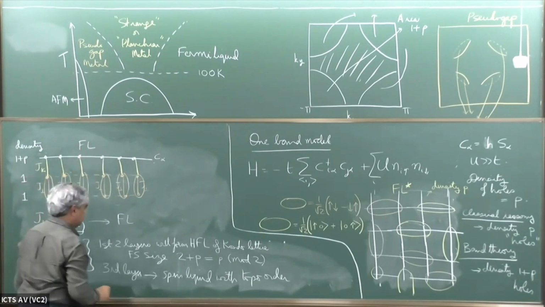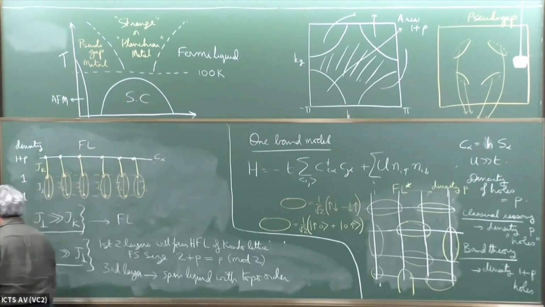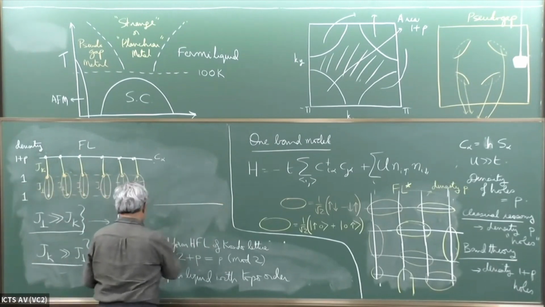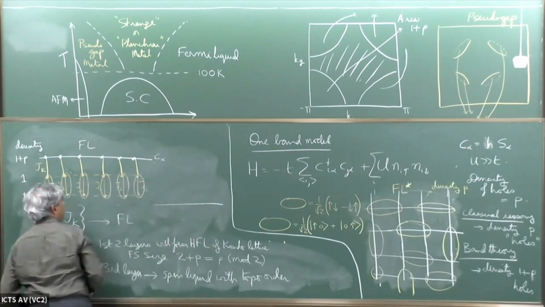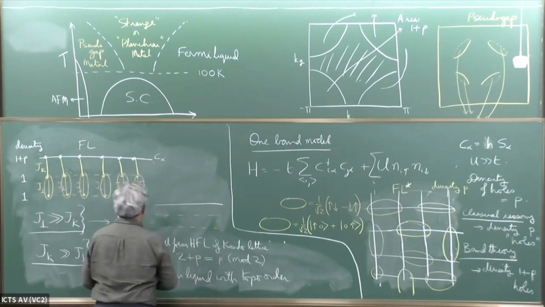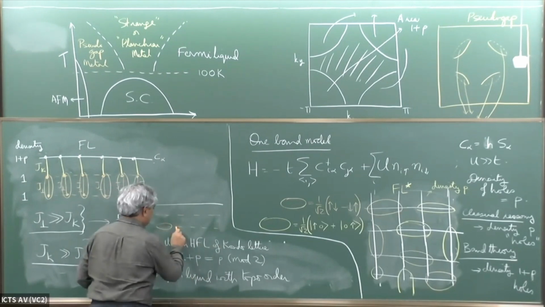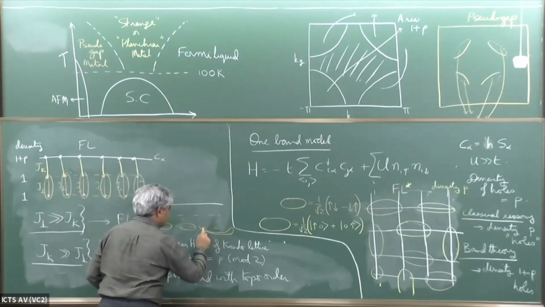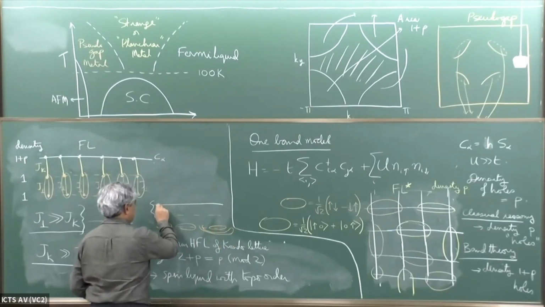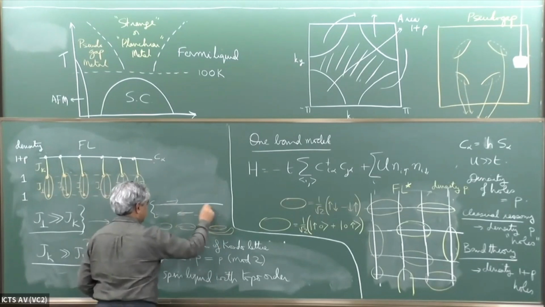So let me draw a picture of the FL star state. It's something like this. Now these spins are forming singlets with themselves, all kinds of singlets here. And these are mobile electrons. This is just like the Kondo lattice.